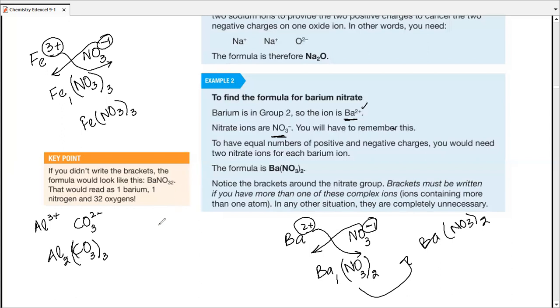Okay, let's try another one. Let's use the same ion, Al 3+. This time I am intentionally giving you a confused ending, having the same charges.